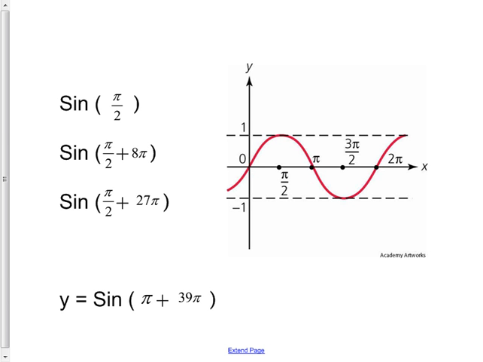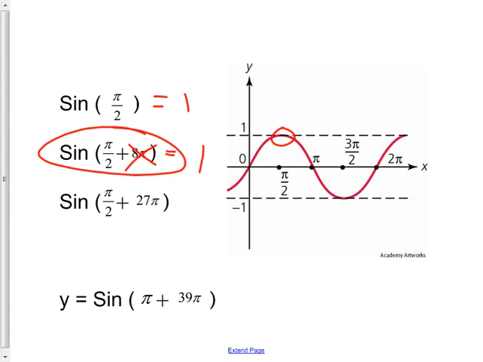Almost done here. Last slide. All right, so if we have sine of pi over 2, do you get how this answer right here is 1? Do you get how if I add 8 pi in there, that's doing absolutely nothing? Because it's going to go around the circle a whole bunch of times, and it's going to end up in the same exact spot. Because that's a whole bunch of 2 pi's, so that does nothing. So what's the answer? Still 1.